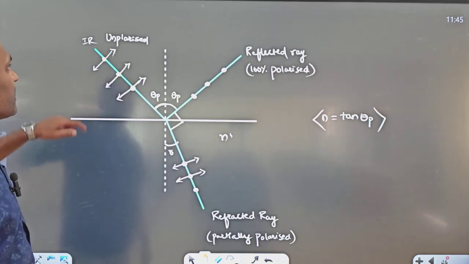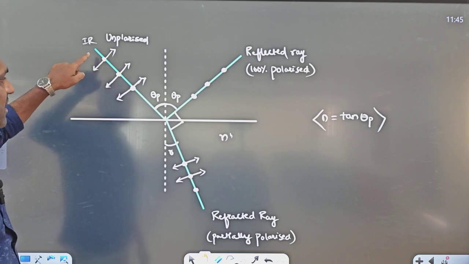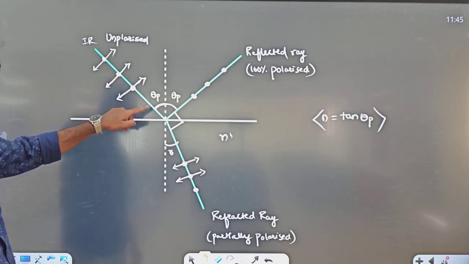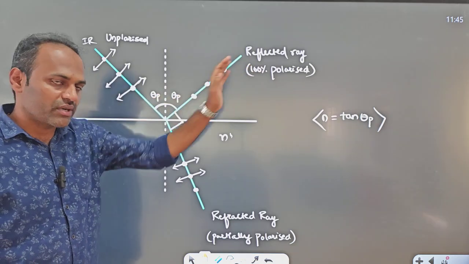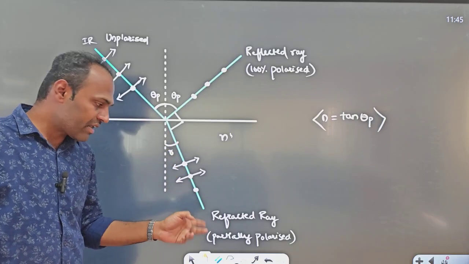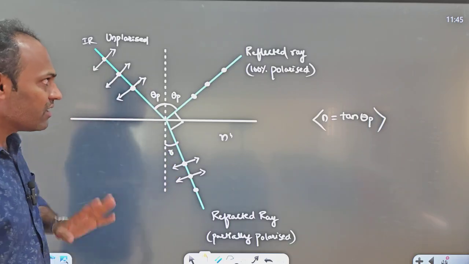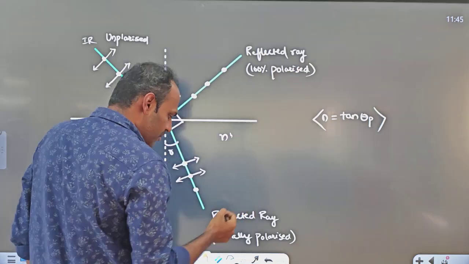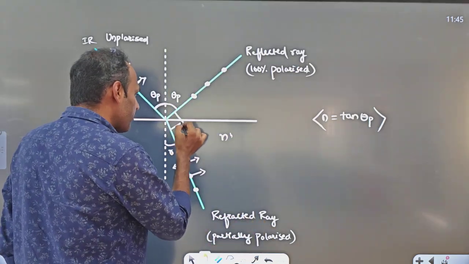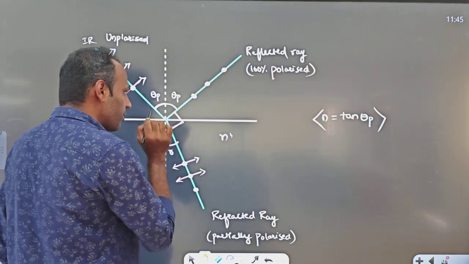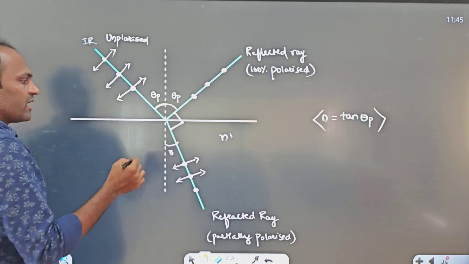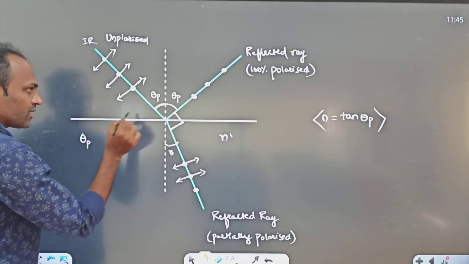So remember, when the incident ray is incident at the polarizing angle, the reflected light ray will be 100% polarized, the refracted light ray will be partially polarized, and the reflected ray and refracted ray both will be perpendicular to each other. So here you can take this angle as theta p.